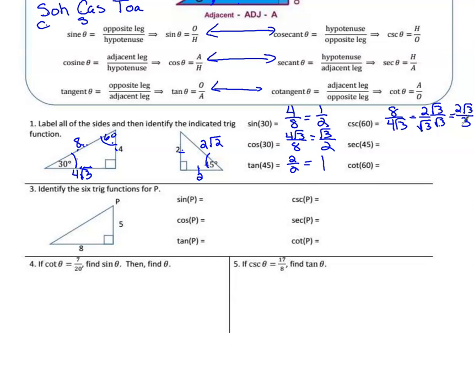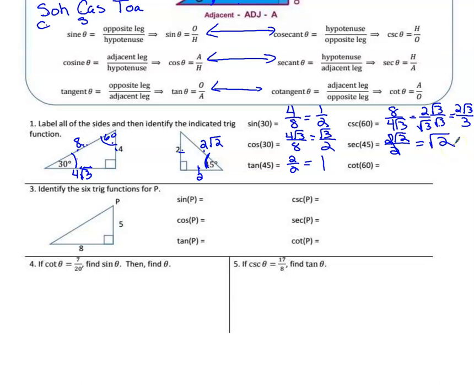And secant of 45. Well, secant is the reciprocal of cosine. Cosine is adjacent over hypotenuse, so we want hypotenuse over adjacent. So that is 2 square root of 2 divided by 2, which will just reduce to square root of 2.